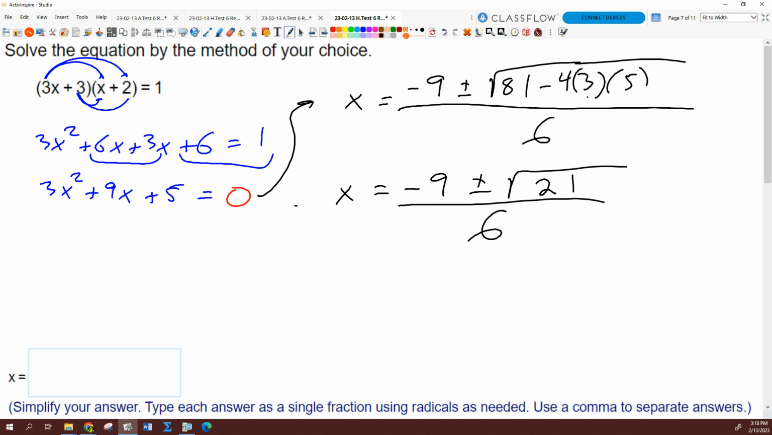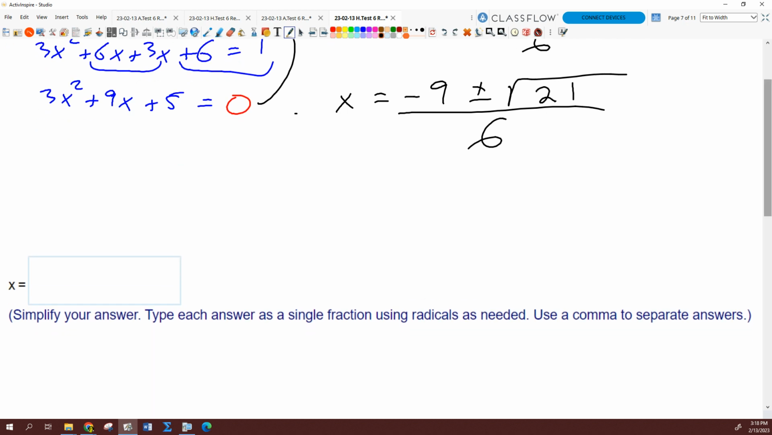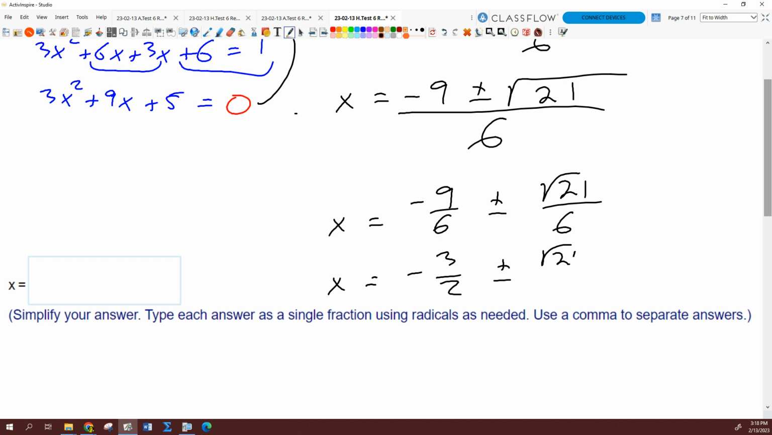Okay, to me, I think personally we should split this. How come? Because I could simplify at least one of those fractions if I break it apart, right? So to me, I feel like you should write this as -9/6 plus or minus square root of 21 over 6. So you can turn that into -3/2 plus or minus square root of 21 over 6.